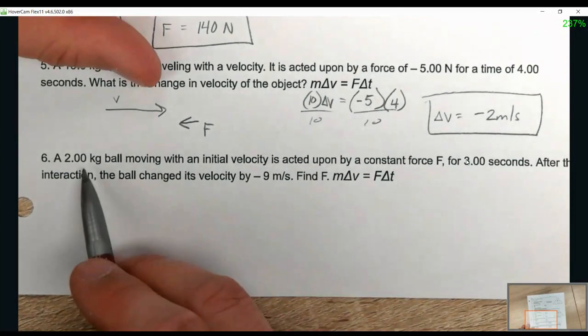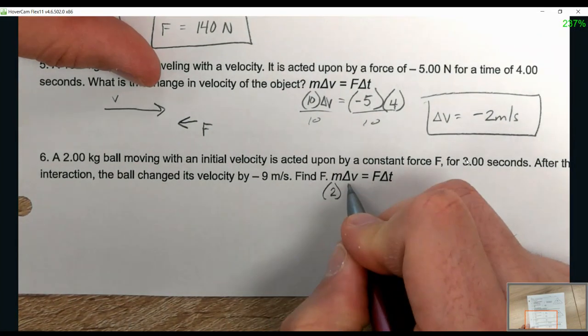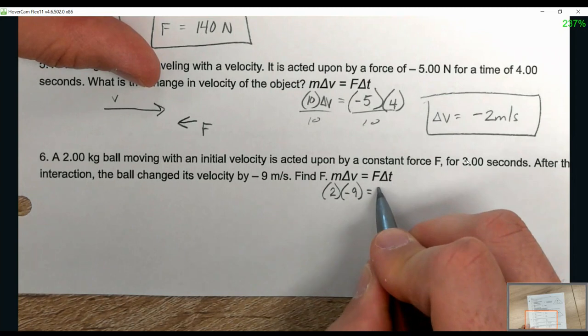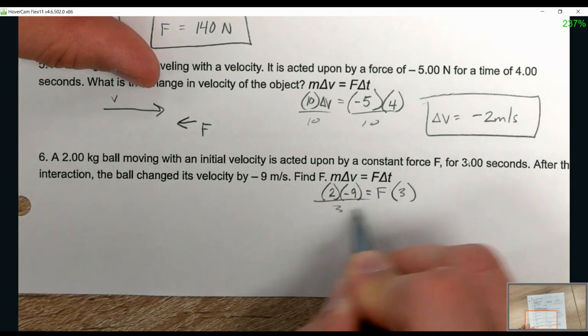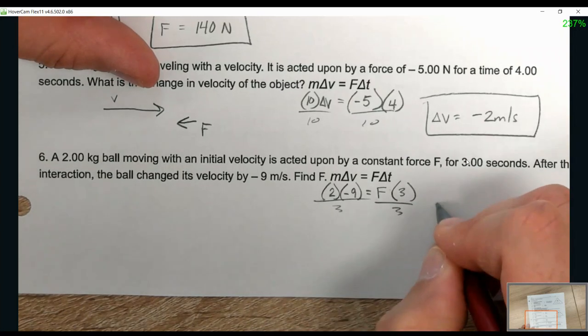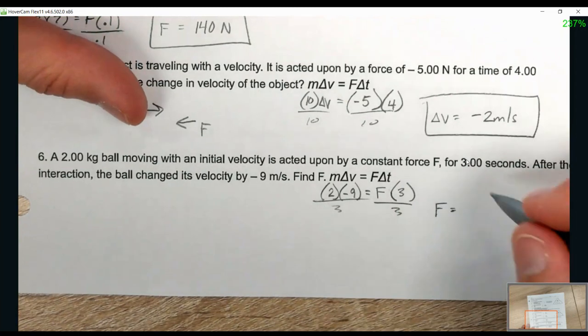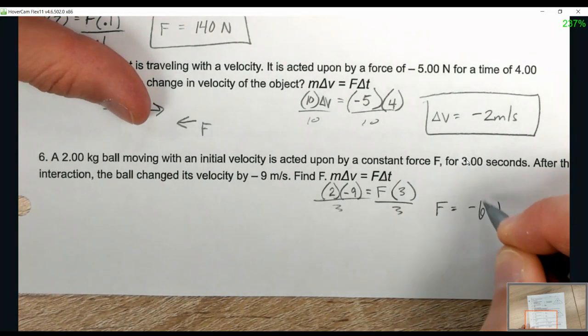And then this last one, 2 kg, that is going under M. Velocity is changed by -9. Bring down the equal sign. We're looking for F, and T is 3 seconds. Divide both sides by 3, and the force should wind up being 2 times -9 is -18, divided by 3, -6 newtons.